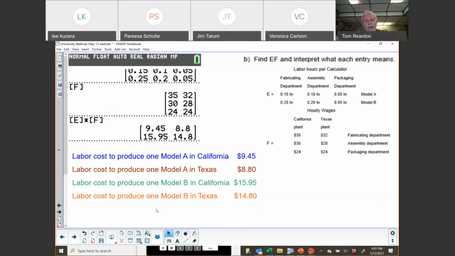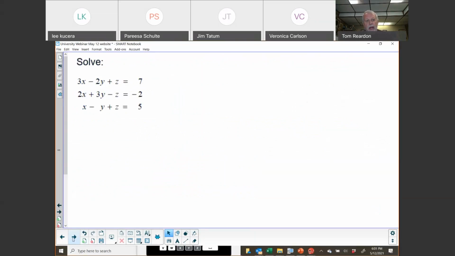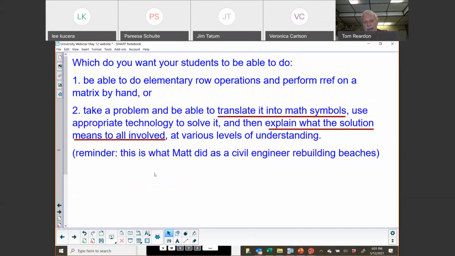And then this interprets what all those values mean. To me, the interpretation is very important. Being able to multiply is as well. What's more important is for the students to do elementary row operations by hand, do row reduced echelon by hand, or again, take an applied problem, translate it, explain what the solution means, and so on. So again, I'm of the second one.